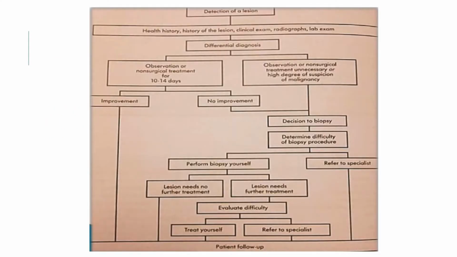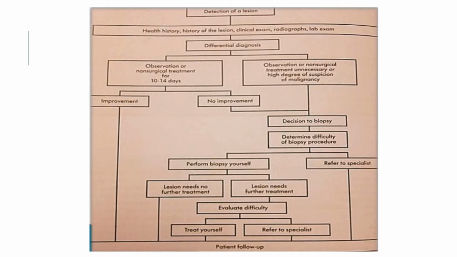So first, what you're going to do is detect a lesion. There is detection of this lesion through the health history of the lesion. You're going to properly examine the lesion, the clinical examination through radiographs and various laboratory examinations. And after that, you come onto a differential diagnosis, that yes, this can be the case. This lesion can be of different types, so you're differentiating. You are coming to a differential diagnosis.